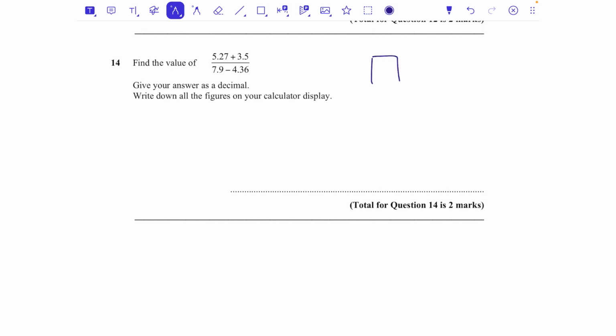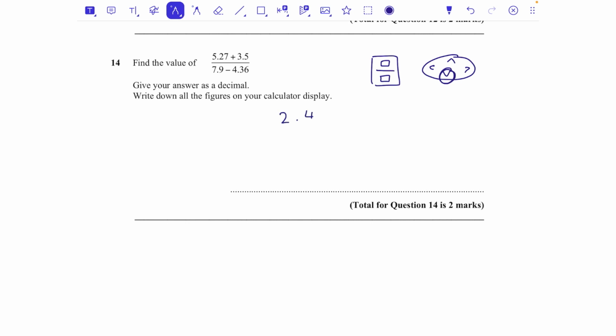So on your calculator, you should have a button that looks a little bit like this. If you press that first, then you can type 5.27 add 3.5 on the top. Then use the down arrows. So somewhere at the top of your calculator, you'll probably have a button like this. If you use that down arrow, you can then go to the bottom of the calculator and type 7.9 minus 4.36. Hitting equals. You may then need to press the SD button to get that answer as a decimal.